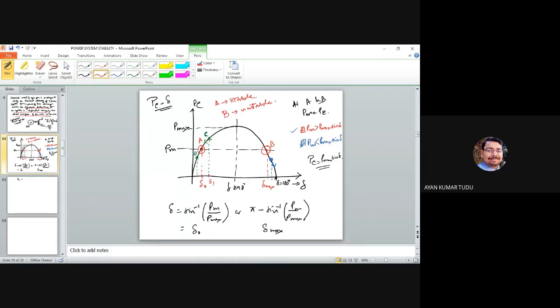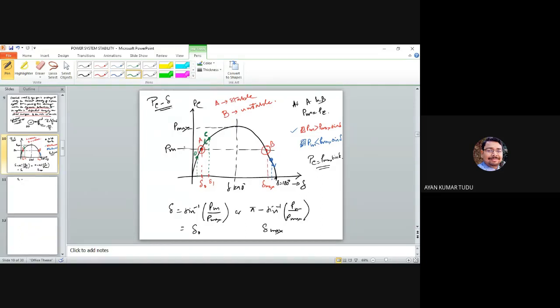So what will happen? The rotor will be decelerating because the mechanical input power is less, whereas the electrical power output is more. Means the extra energy is drawn from where? It is drawn from the stored kinetic energy of the rotor. So the rotor speed would be decreasing. Okay, so it is decelerating. That's why it is coming in this direction, as can be seen from this arrow. It is coming down in this direction.